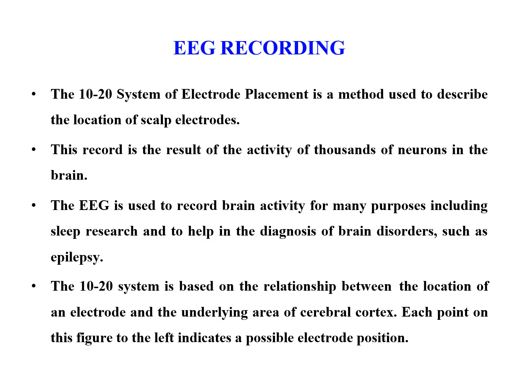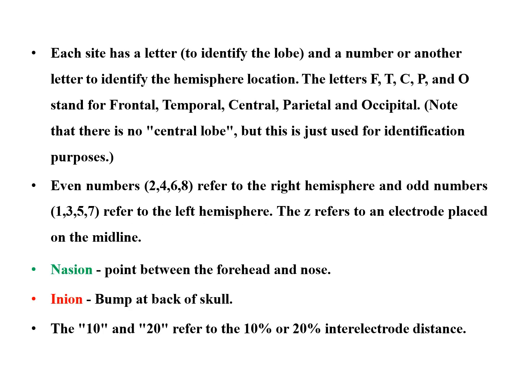The 10-20 system electrodes are used. Placement is a method used to describe the location of the scalp electrodes. The record is the result of the activity of thousands of neurons in the brain. The 10-20 system diagram is shown in the figure. Four lobes, including the central lobe, are used in the placement of electrodes on the scalp.